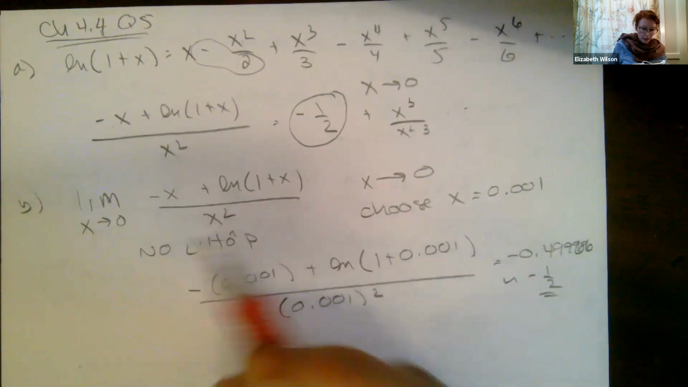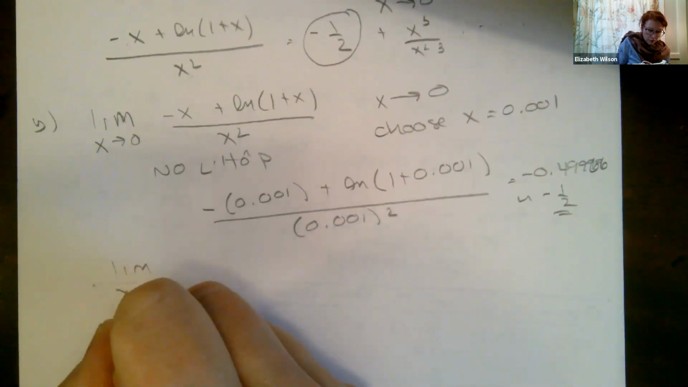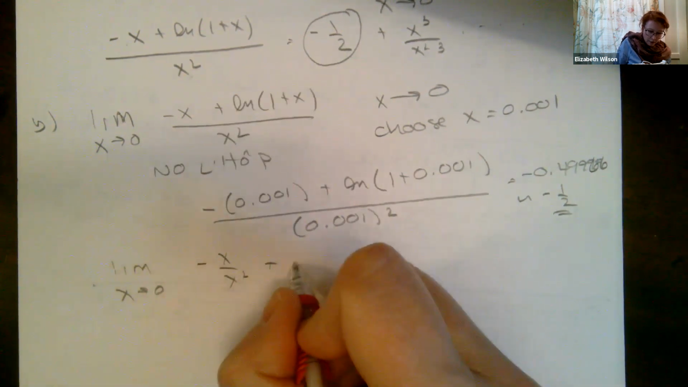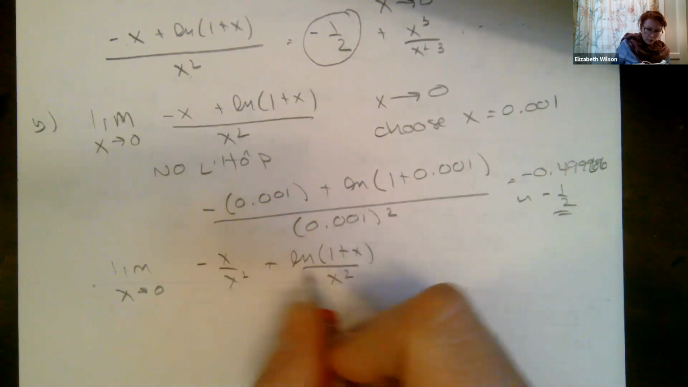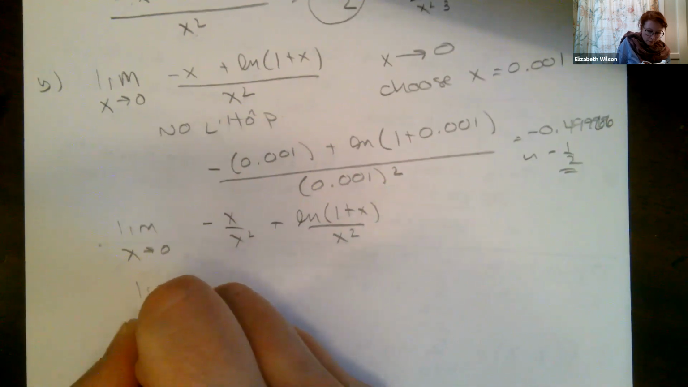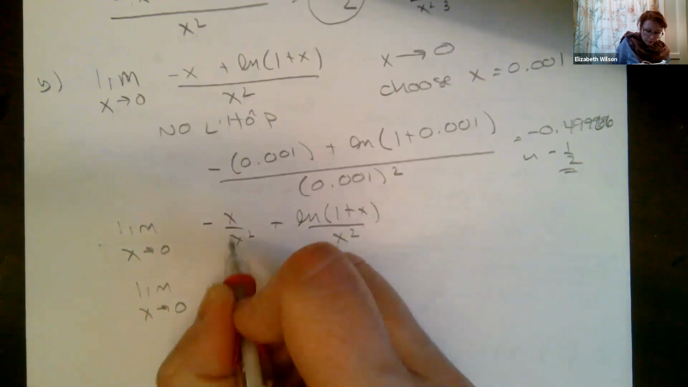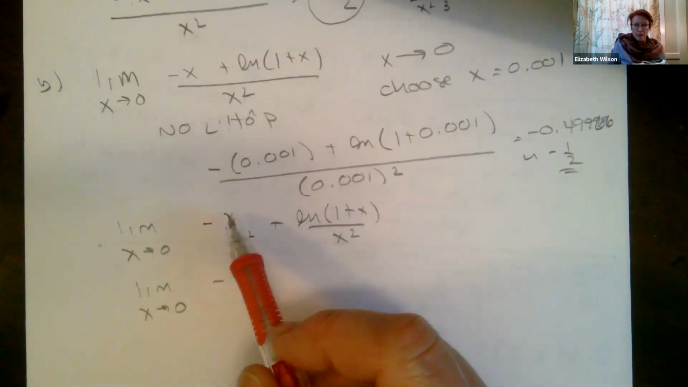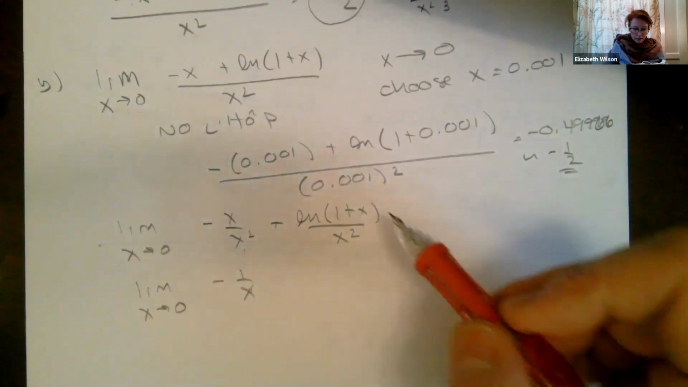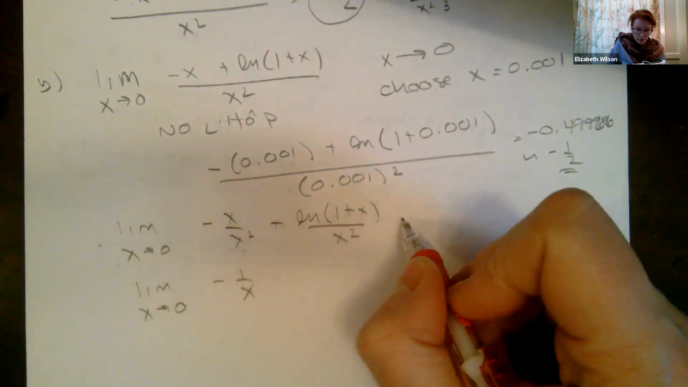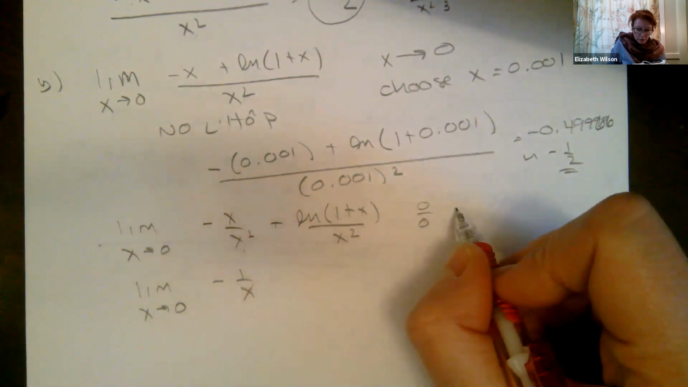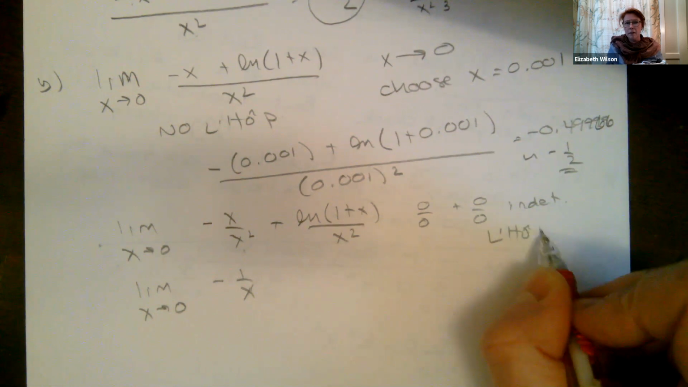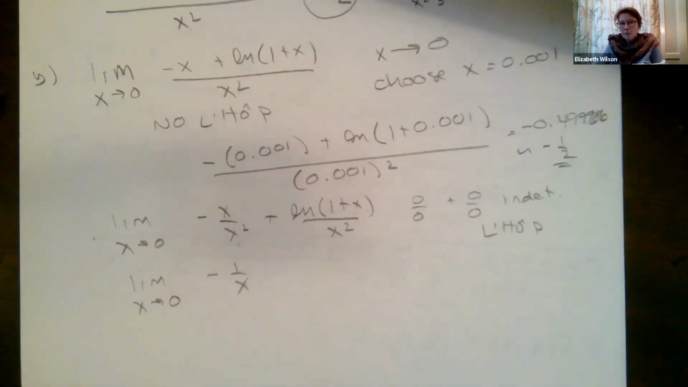So if I do take that, let's do that. The limit as x goes to 0. Let's distribute these together. So I'm going to get minus x over x squared plus ln of 1 plus x, all over x squared. This is going to be the limit as x goes to 0 of minus 1 over x. So I need L'Hopital's, right? Because this is 0 over 0, that's indeterminate. If I plug in as x goes to 0, I'm dealing with 0 over 0 plus 0 over 0. This is an indeterminate form, which means I need to use L'Hopital's in order to evaluate the limit. So I don't know how I can take the limit without using L'Hopital's.